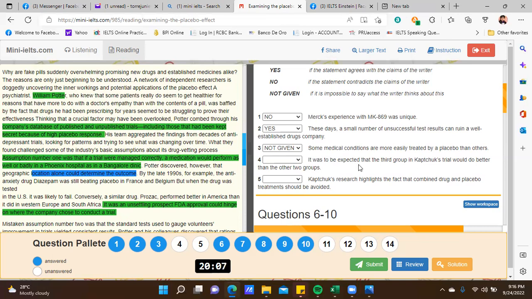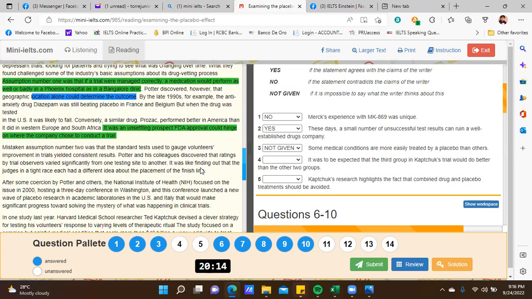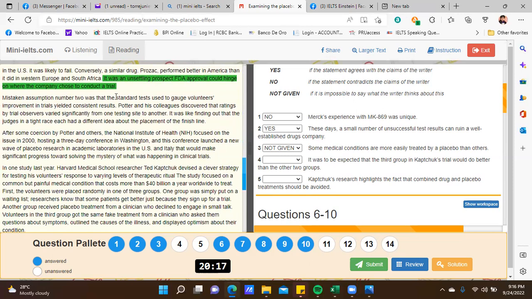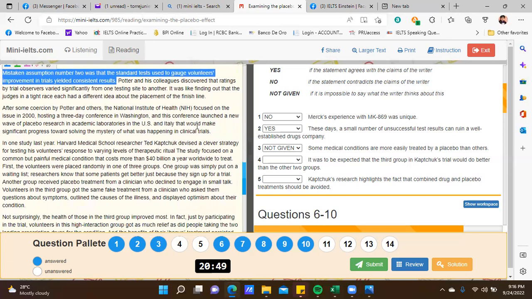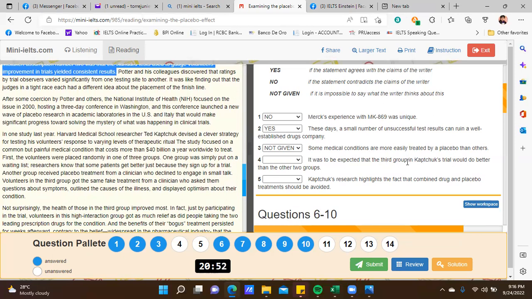It was to be expected that the third group in Kaptchuk's trial would do better than the other two groups. What's that third group? Mistaken assumption number two was that the standard tests used to gauge volunteers' improvement in trials yielded consistent results. That's a mistaken assumption, no? Potter's colleagues discovered that ratings by trial observers varied significantly from one testing site to another. It was like finding out that the judges in a tight race each had a different idea about the placement of the finish line. So na ba yung third group?